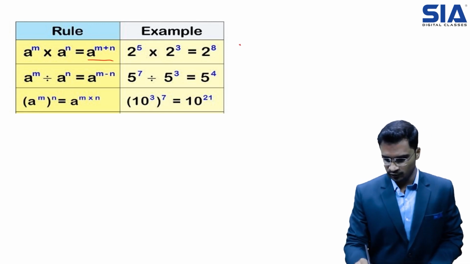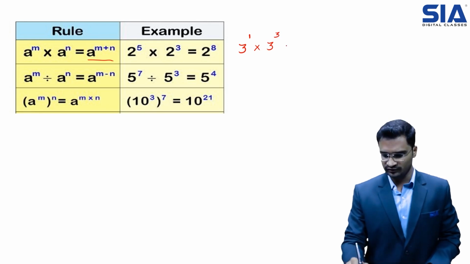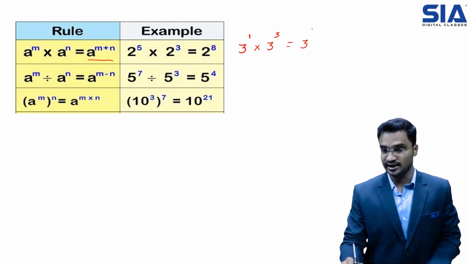For example, we have 3 to the power of 1 into 3 to the power of 3. What should we write for this? We have to write it as 1 plus 3, which is 3 to the power of 4.